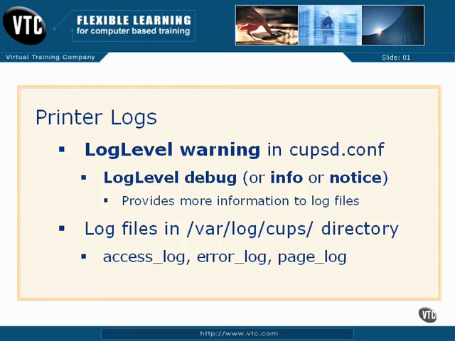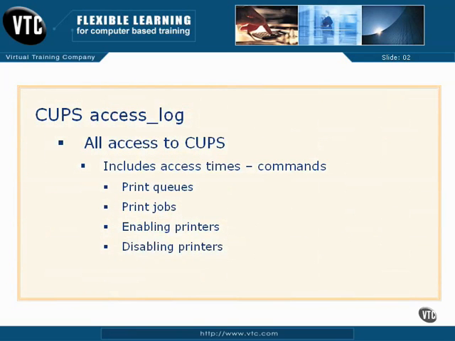Logging from the CUPS service is sent to files in the /var/log/cups directory. There are normally 3 files in this directory: access_log, error_log, and page_log. The access log includes all accesses made to the CUPS service for print queues, for managing print jobs, enabling and disabling printers with commands like cupsenable and cupsdisable, and more.